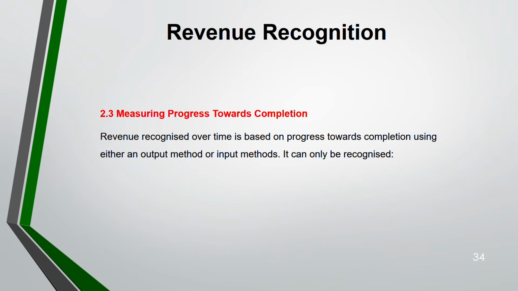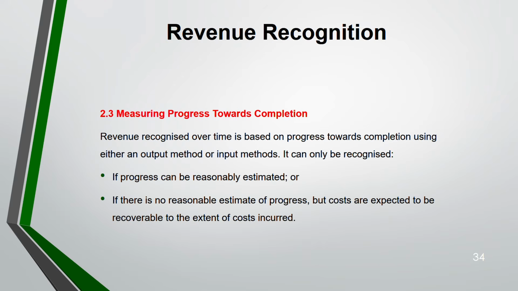The progress is measured using two methods, the output method or the input method, and revenue can only be recognized if progress can be reasonably estimated. But if there is no reasonable estimate of progress, but costs are expected to be recovered to the extent of the cost incurred, you can recover the cost. Then you have to recognize it.